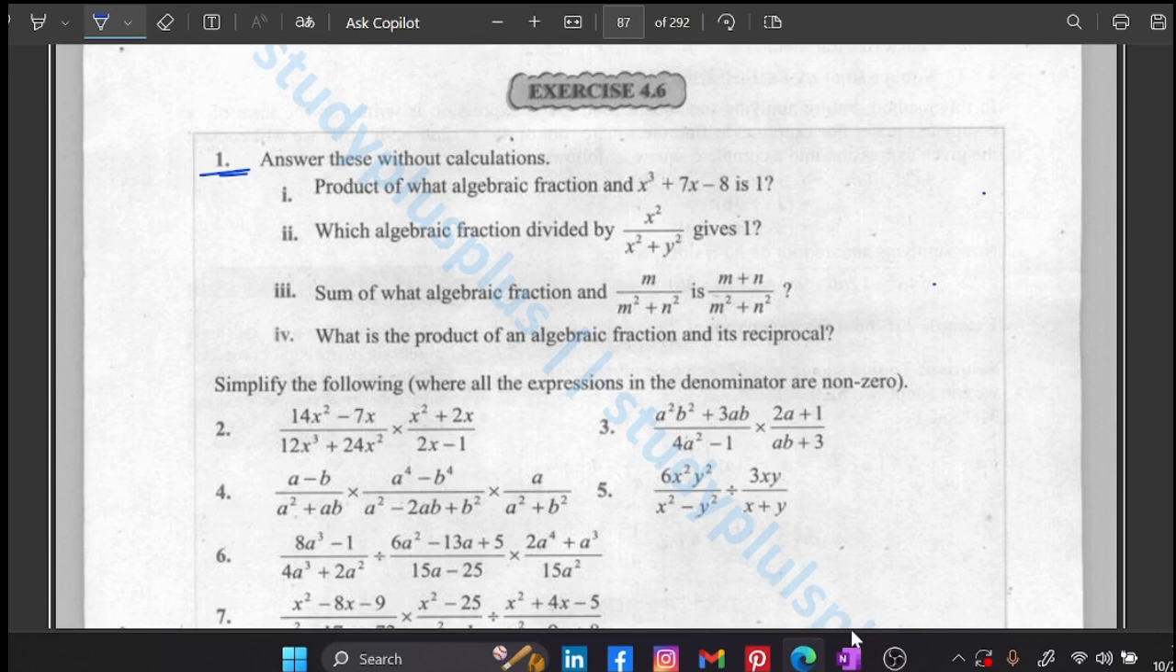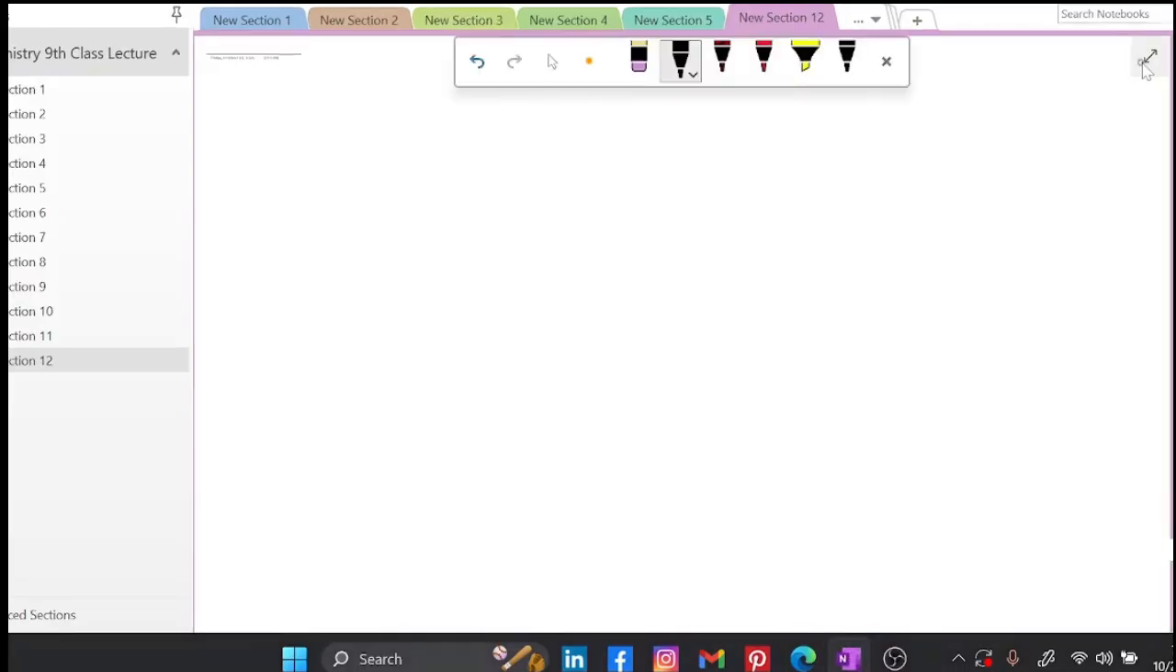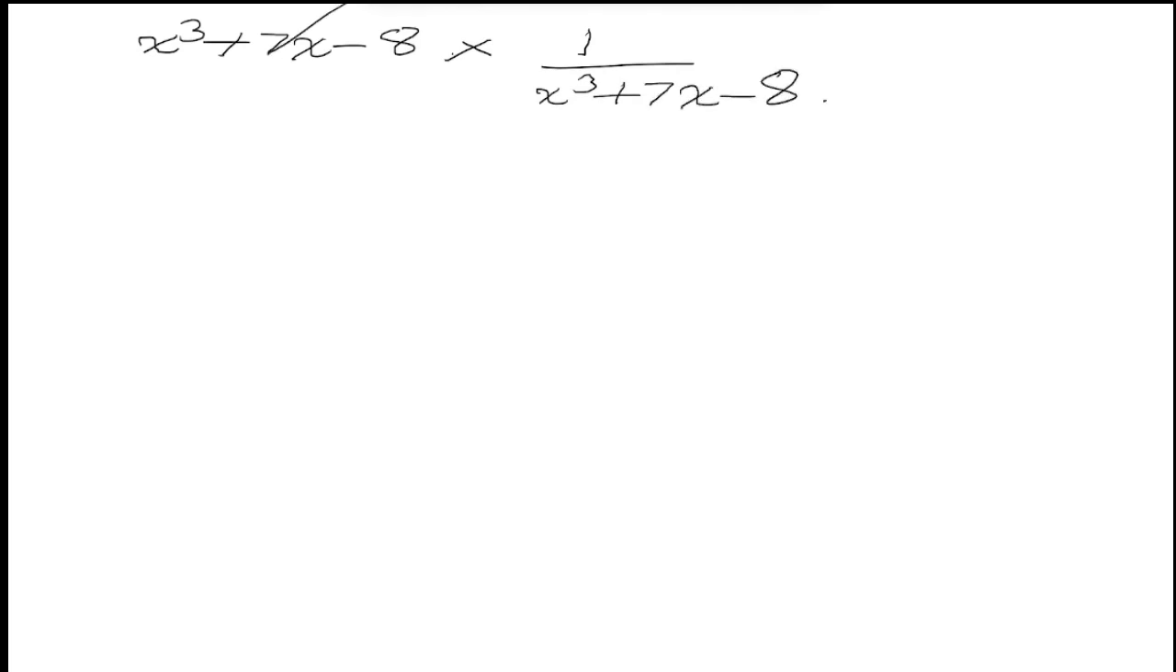That is x cube plus 7x minus 8. So let's just write it here. x cube plus 7x minus 8. Now, what will I multiply this expression with? I'll multiply it with the reciprocal of this expression, which is basically the opposite of this expression. That means we can write 1 over x cube plus 7x minus 8. Now, these both expressions will be cancelled and our resultant will be 1. So, this will be the answer for part 1 of question number 1.